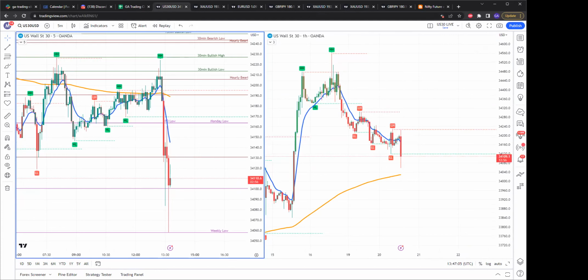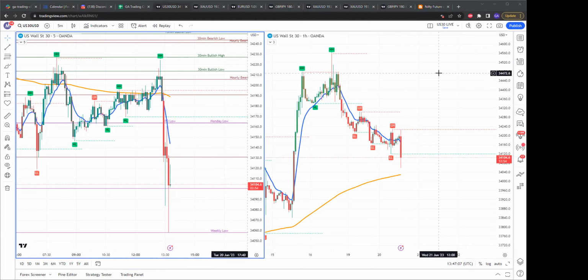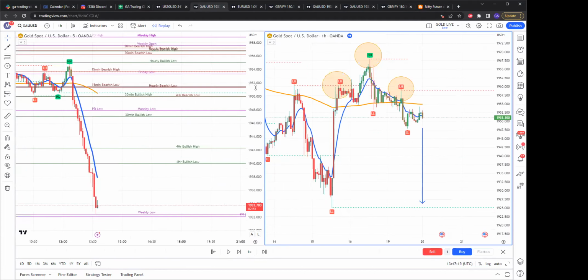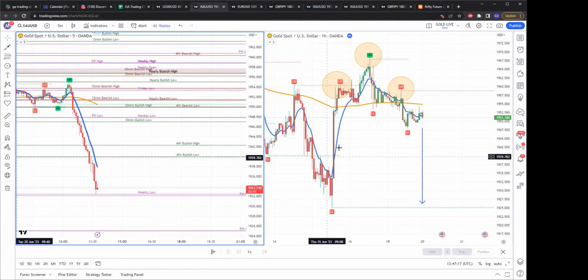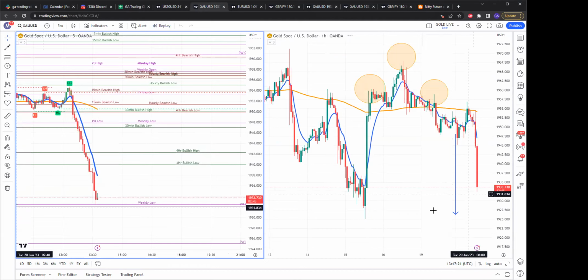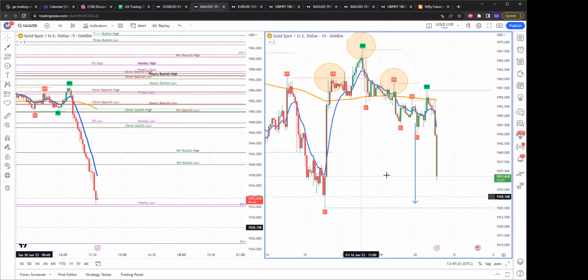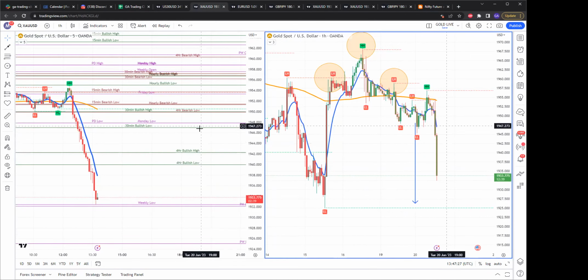Does anybody have any questions regarding anything I demoed currently? All right. So gold right here, I do expect gold to come and complete, and there you go. It's almost completing the structure. Now, it doesn't have to complete this structure to the pip. Now, the area I'm looking at on gold, what do we have here?